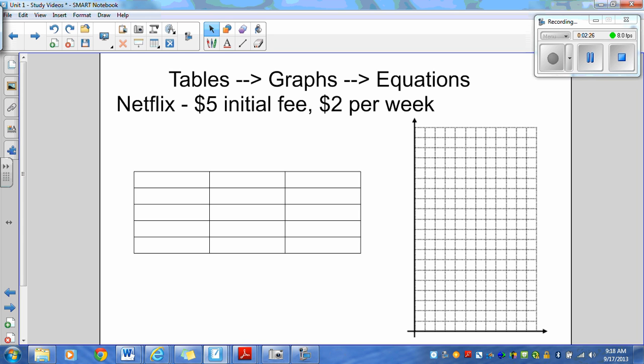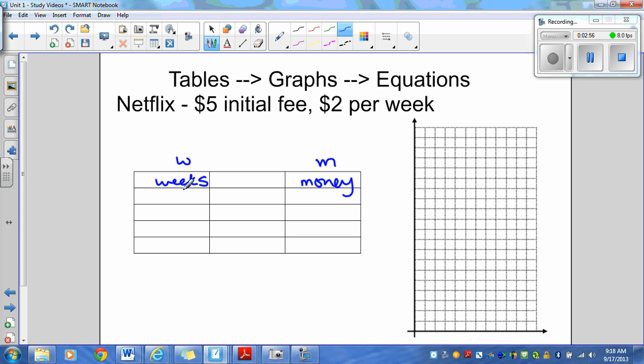You pay $5 for an initial fee for Netflix, and then you pay $2 per week. Okay. So again, time is being input, and I'm going to put weeks. I'm going to use a different variable, W, just to mix it up. And then you are paying a certain amount of money. It's your cost. And I'm going to say that that's M.